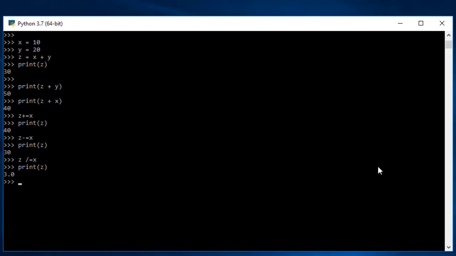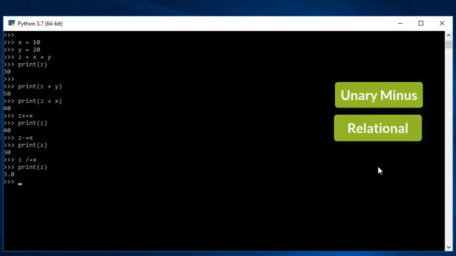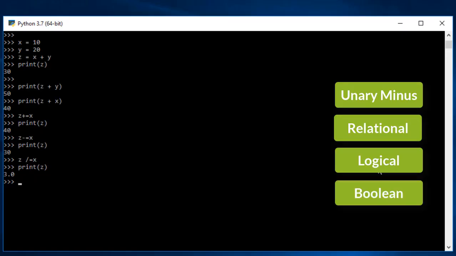I hope by now you understand what an arithmetic operator is and what an assignment operator is. In the next lecture, we'll be talking about the unary minus operator, relational operators, logical operators, and boolean operators.